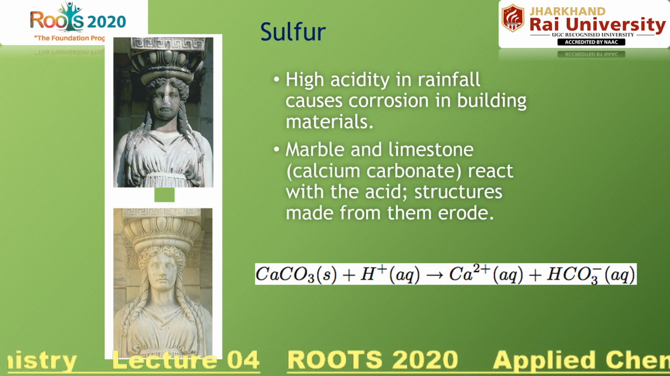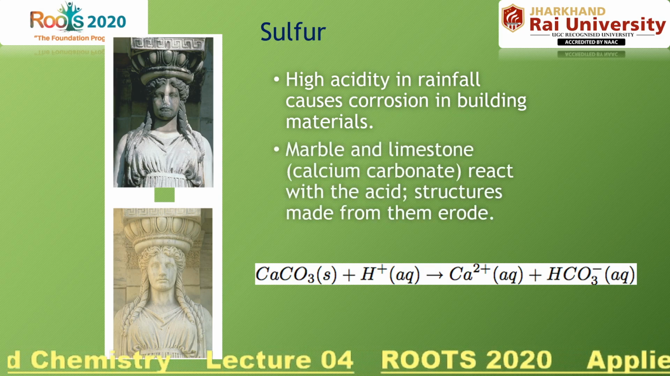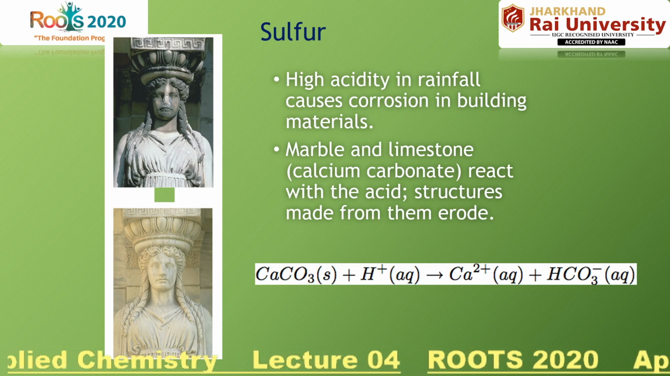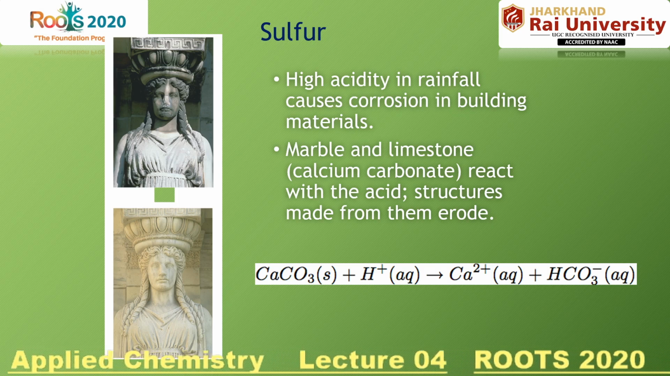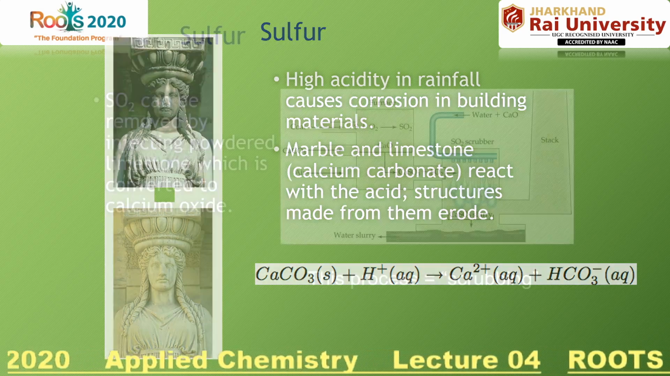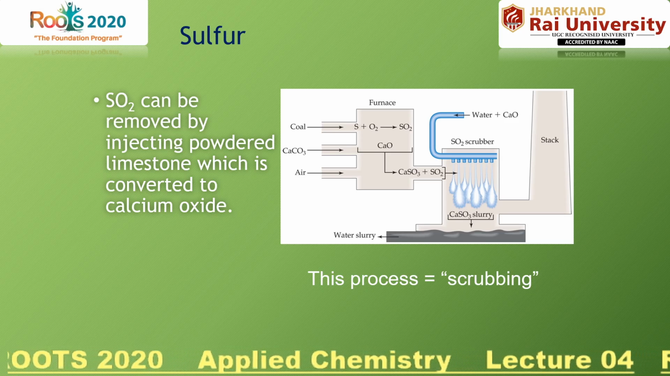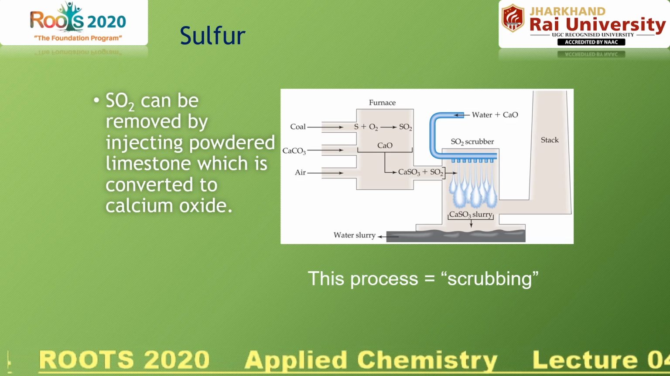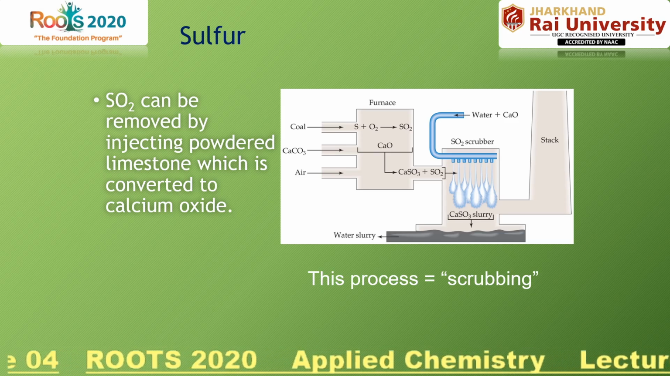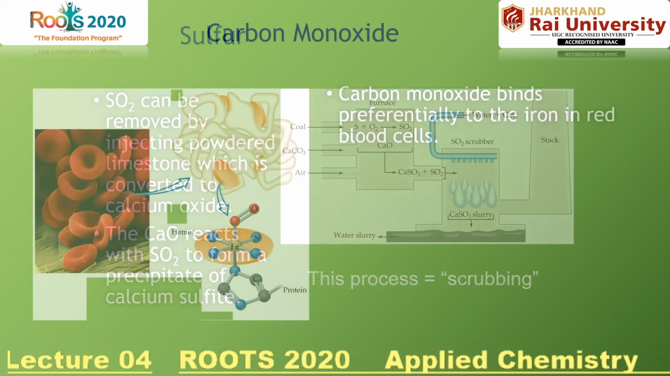Now, the high acidity in rainfall causes corrosion in buildings, marble and limestone. This is calcium carbonate, as I already discussed, which reacts with acid, and the structures made from them corrode. And sulfur dioxide can be removed by injecting powdered limestone, which is converted to calcium oxide. So this is the process.